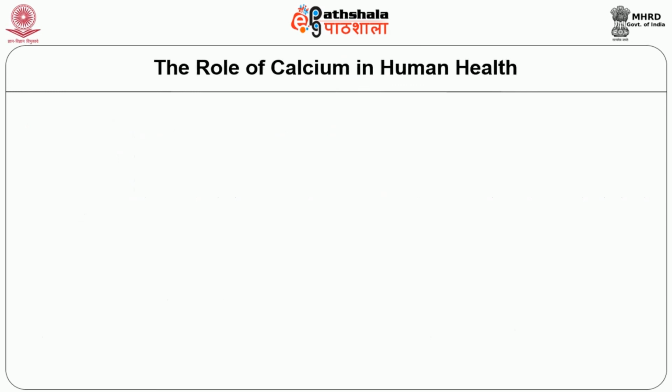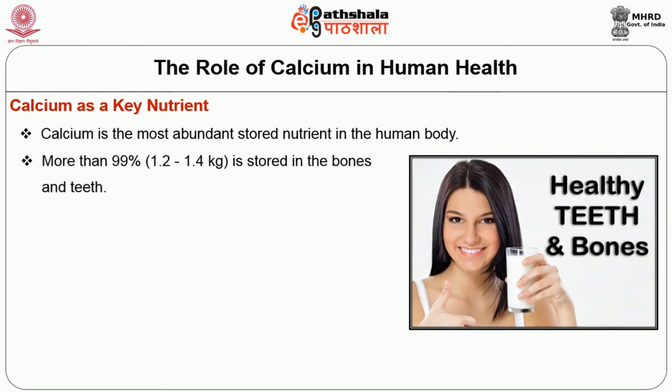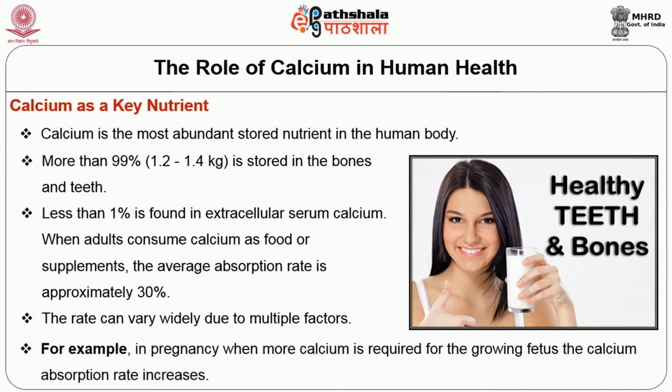The role of calcium in human health. Calcium as a key nutrient is the most abundant stored nutrient in the human body. More than 99%, that is 1.2 to 1.4 kilograms, is stored in the bones and the teeth. Less than 1% is found in the extracellular serum calcium. When adults consume calcium as food or supplements, the average absorption rate is approximately 30%. The rate can vary widely due to multiple factors. For example, in pregnancy, when more calcium is required for the growing fetus, the calcium absorption rate increases.